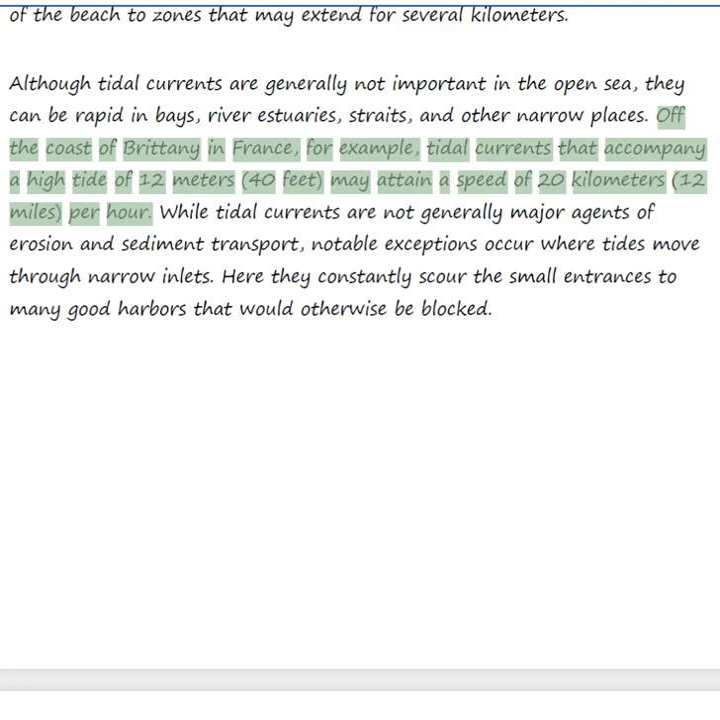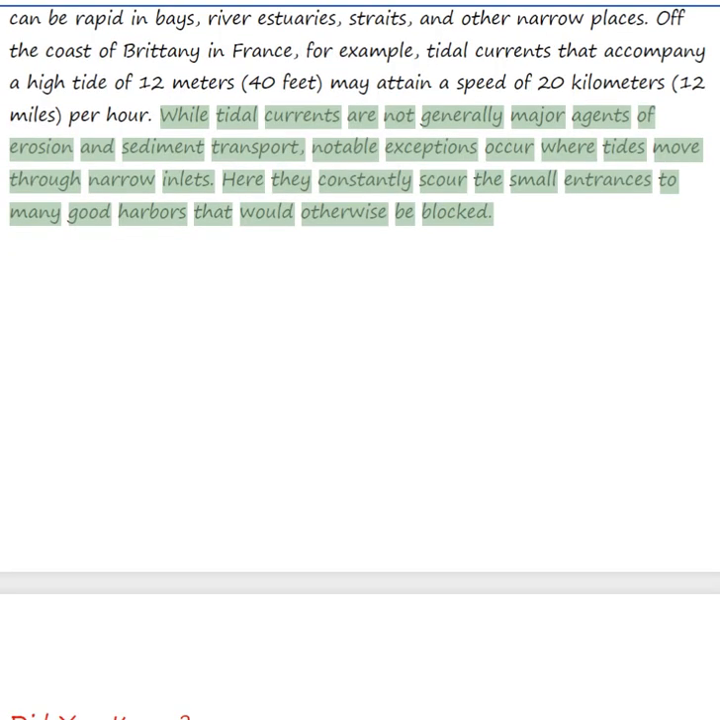In France, for example, tidal currents that accompany a high tide of 12 meters may attain a speed of 20 kilometers per hour. While tidal currents are not generally major agents of erosion and sediment transport, notable exceptions occur where tides move through narrow inlets. Here they constantly scour the small entrances to many good harbors that would otherwise be blocked.